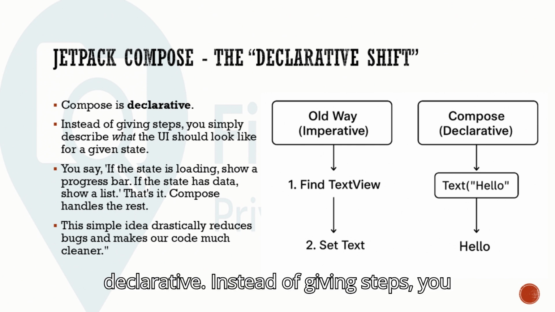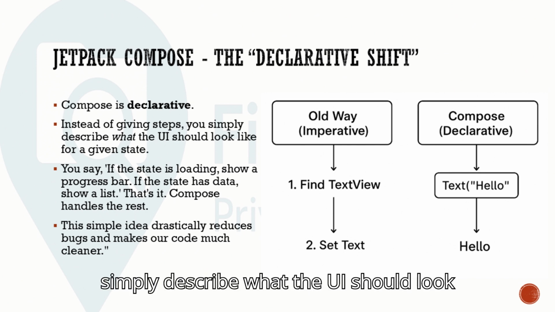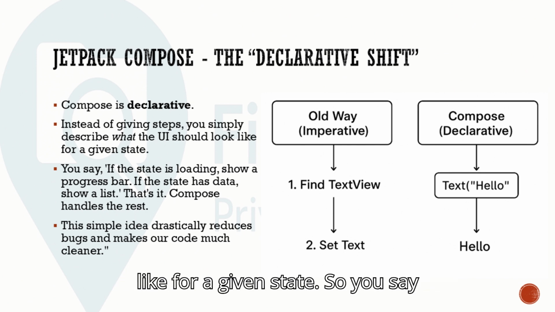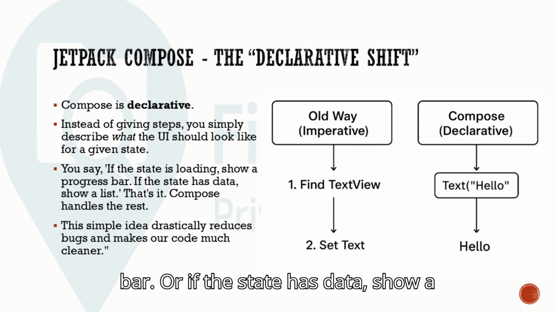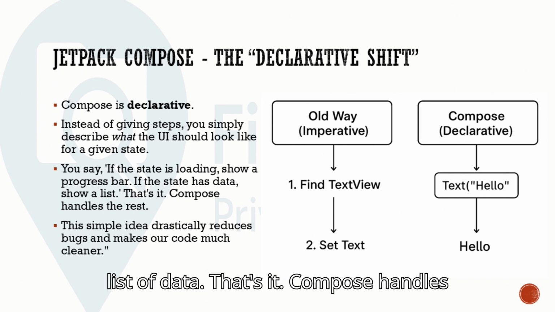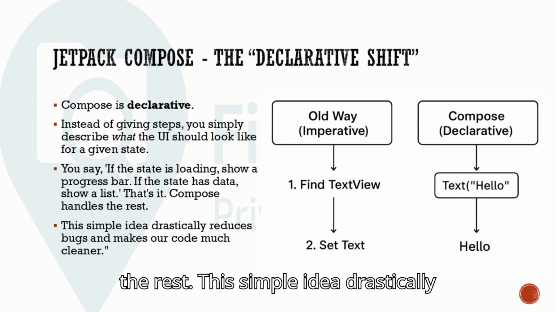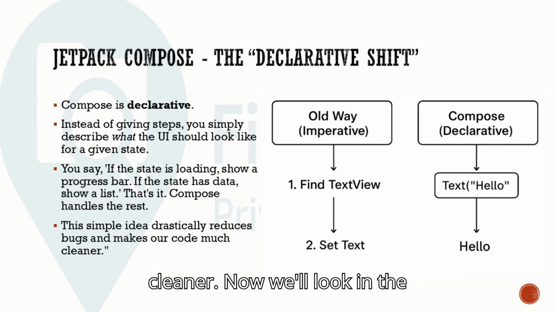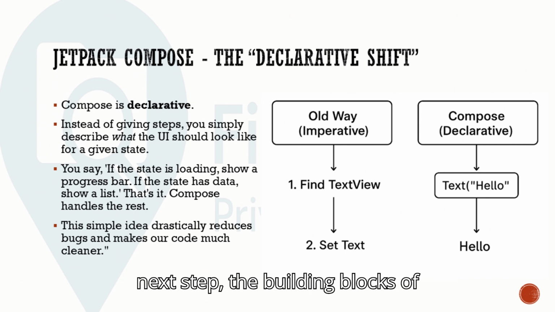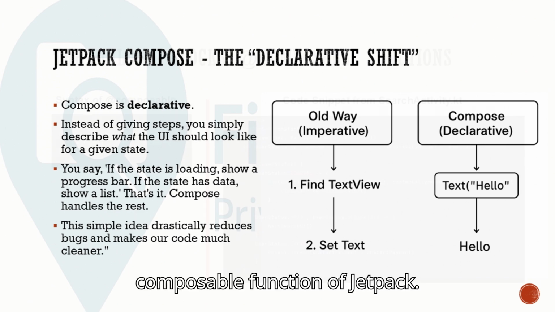Compose is declarative. Instead of giving steps, you simply describe what the UI should look like for a given state. So you say, if the state is loading, show a progress bar. Or if the state has data, show a list of data. That's it. Compose handles the rest. This simple idea drastically reduces bugs and makes our code much cleaner. Now we'll look in the next step at the building blocks of Jetpack Compose.